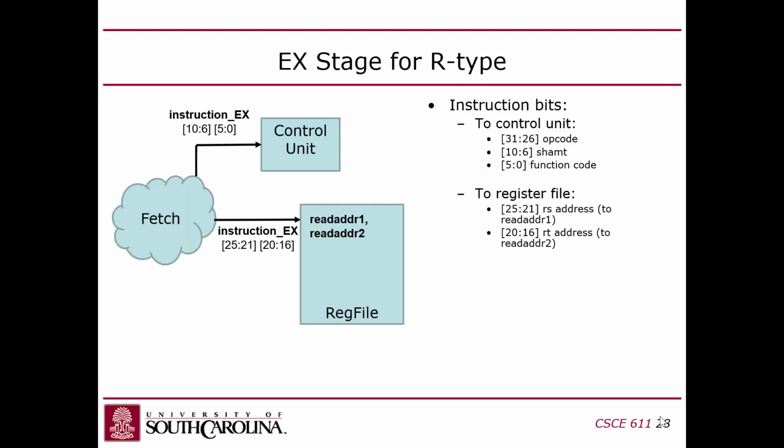Okay, so let's see. The EX stage starts out pretty simple for just the R-type instructions, because after the instruction gets spit out of the fetch stage, you can grab the RS and RT fields, right, and just plug those into your register file. And then you can take the control bits of the instruction, which is the function code and the shift amount, bits 10 down to 6, and you can put those in your control unit.